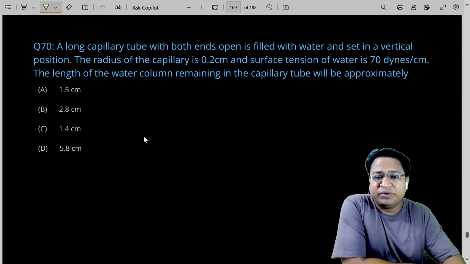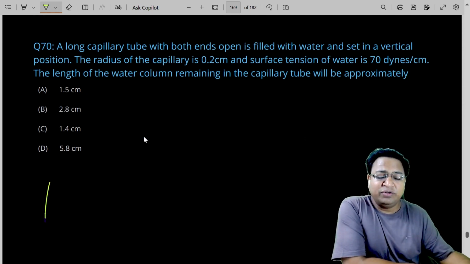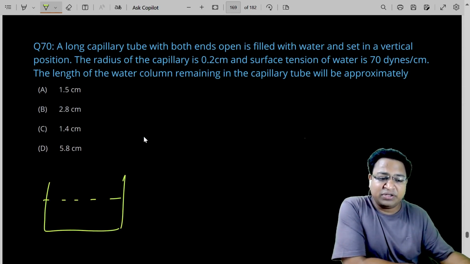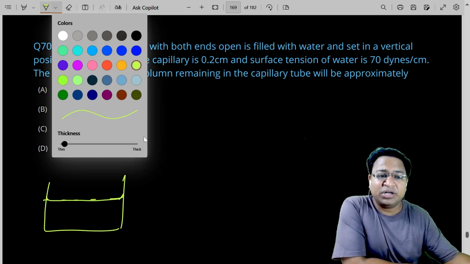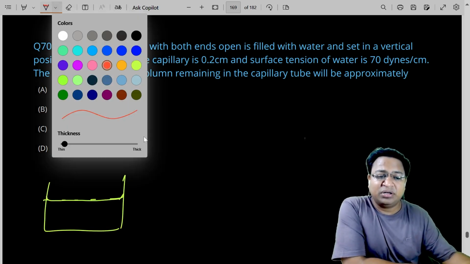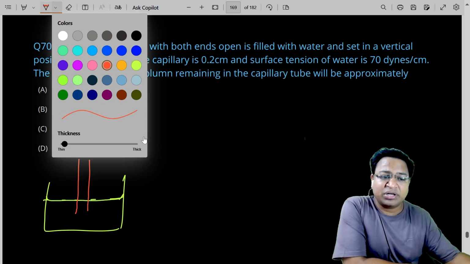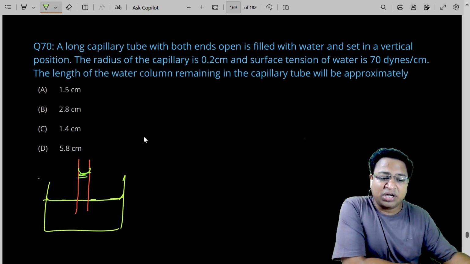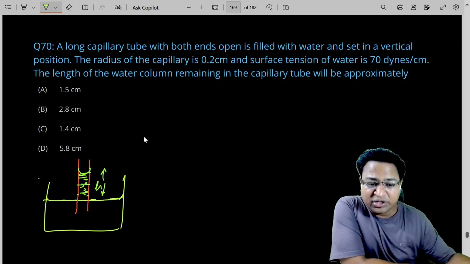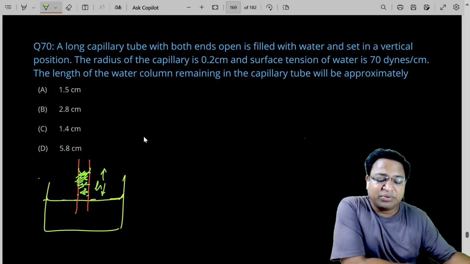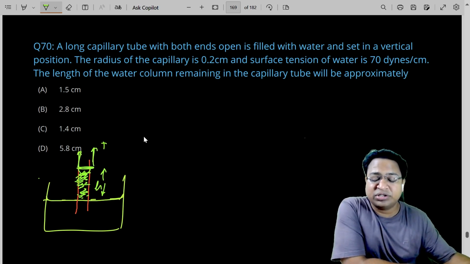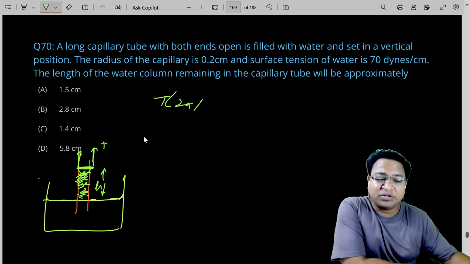A long capillary tube with both ends open. So, guys, usually when we study about capillary, we study about a system where there is water in a container, and then we dip the capillary, and then the water rises in the capillary to a certain height h. Okay, like this. Now, how does this height get found out? So, h is equal to the surface tension force acting here, which we assume in the opposite direction, that is acting on the circumference of the circle.